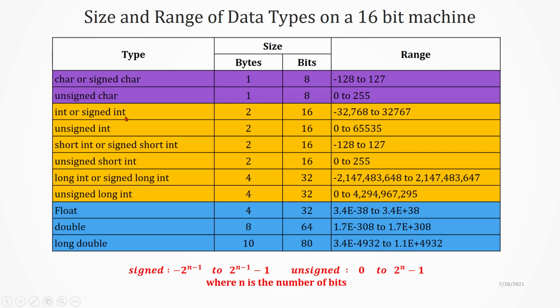Similarly, int or signed int takes 2 bytes. Unsigned int takes 2 bytes. So these are the various data types and qualifiers supported in C. The first 2 are to store character data. The next ones in yellow store integer data. And these 3 rows, denoted in blue, store floating point data. Floating point data you already studied. It is also called real data, where we have a whole number part and also a fractional part.